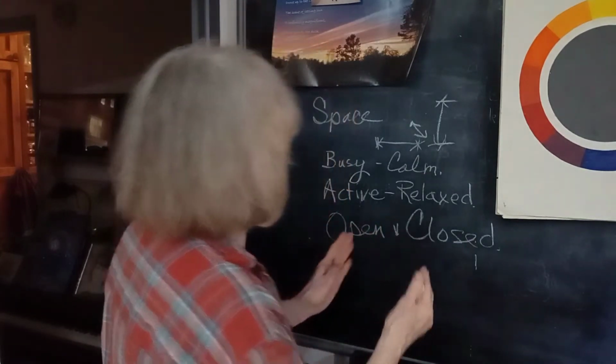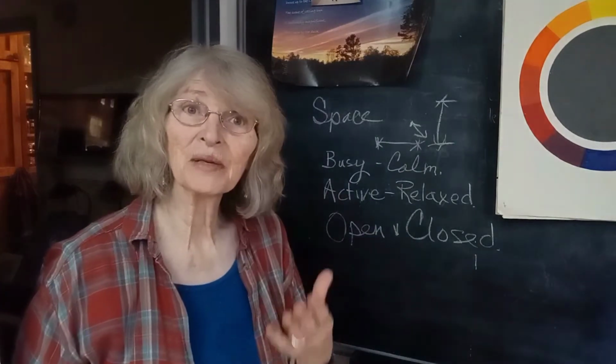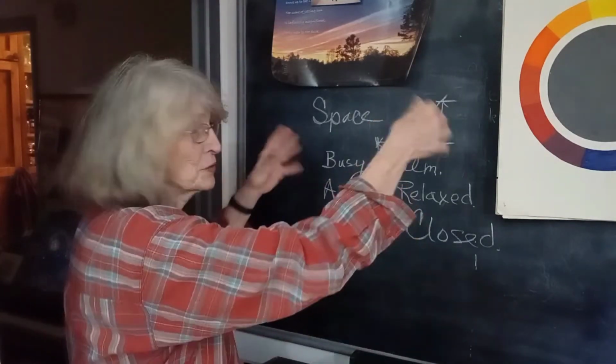If you have a road going back into the work, that's going to be considered open because it invites you in. If you have a stand of trees and there's room between the trees and light is coming forward or something like that, then that's more of an open piece of artwork. It leads you back into the work. And all of those things are basics that we consider when we're talking about space.